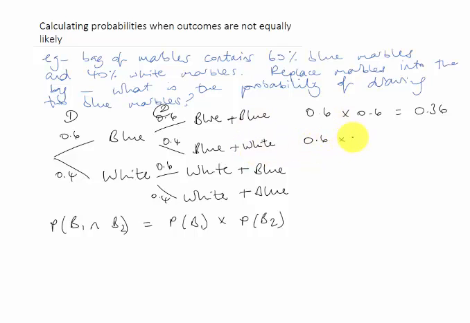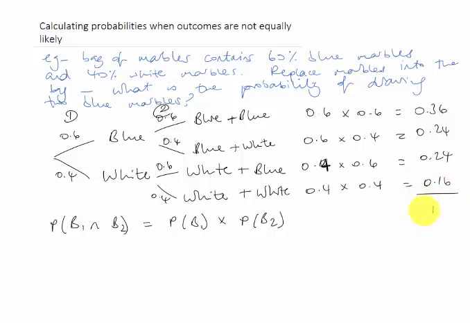And 0.6 times 0.4 gives you a blue and then a white, 24% of the time. So that's 0.4 times 0.6: you draw a white and then a blue, also 24% of the time. And then you could draw a white, I'm sorry, I've written this wrong here. This is a white and then a white. 0.4 times 0.4, so that's 0.16. And all of these add up to 1, so this is an exhaustive list.